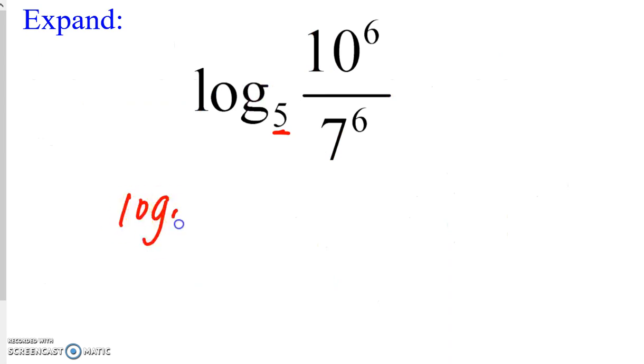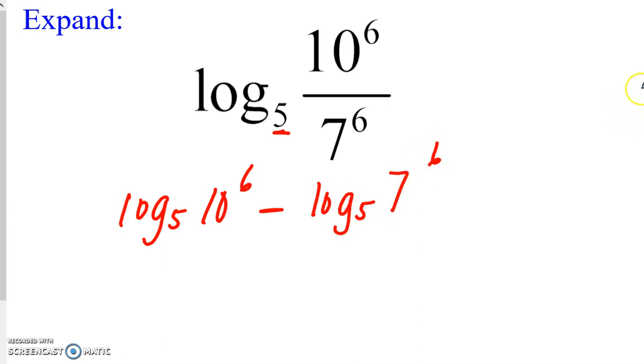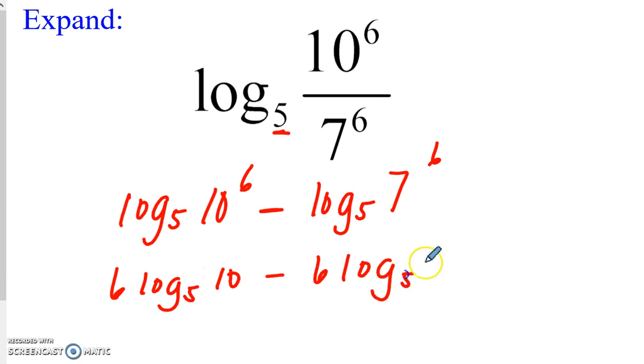So it's log base 5, 10 to the 6. We don't need to evaluate anything. All we're doing is expanding. Minus log base 5, 7 to the 6. It's almost done, except there are exponents, which means they have to come out in front. So 10, 6, log base 5, 7. And you're done that problem. That's all they want you to do.